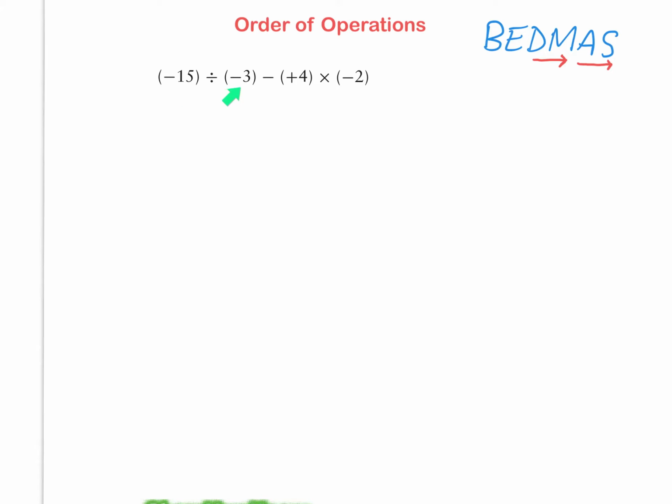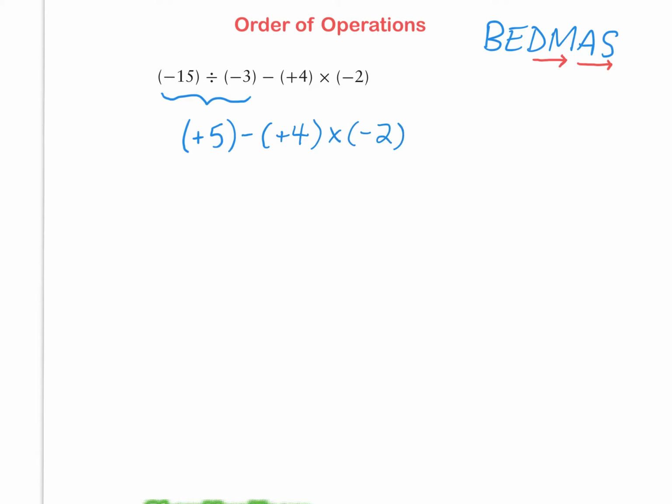But anyways, we'll start over here. We've got negative 15 divided by negative 3. A negative divided by a negative is a positive, and 15 divided by 3 is 5. So this is positive 5. Now you're going to write everything else exactly where it was. This stuff came first, afterwards we've got these, so rewrite them right here. So we're going to have minus positive 4 times negative 2.